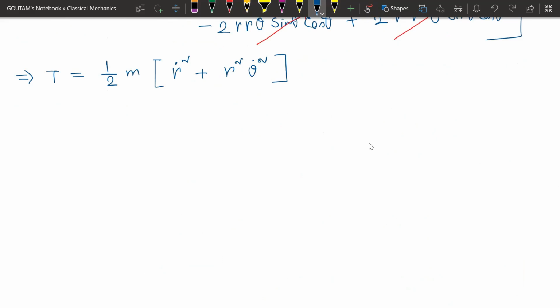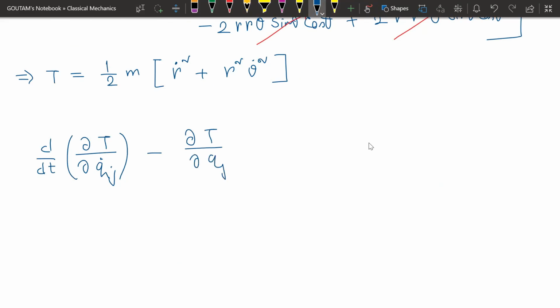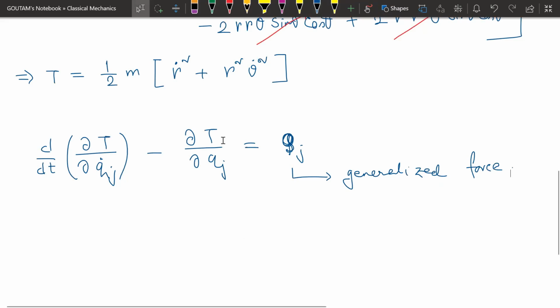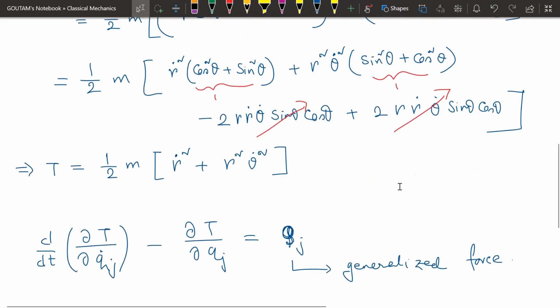We got an equation like d/dt of ∂T/∂q_j dot, minus ∂T/∂q_j, equal to Q_j. But this Q_j is the generalized force. Now that we have this kinetic energy, we will see what the form of this generalized force will be in plane polar coordinates.